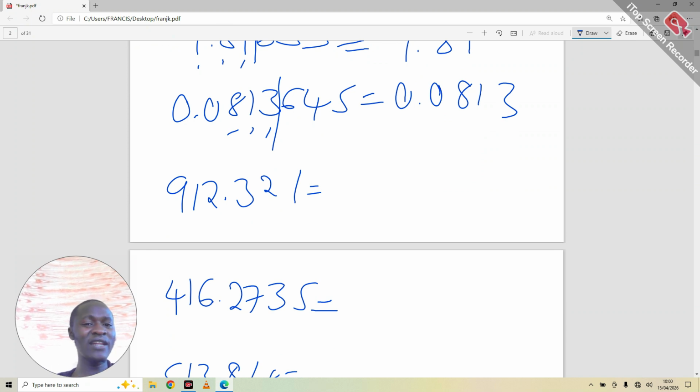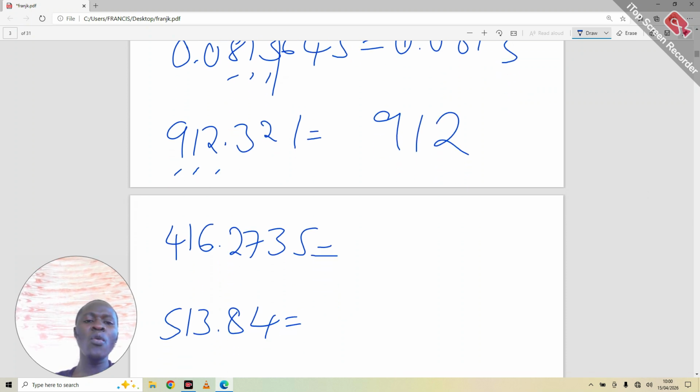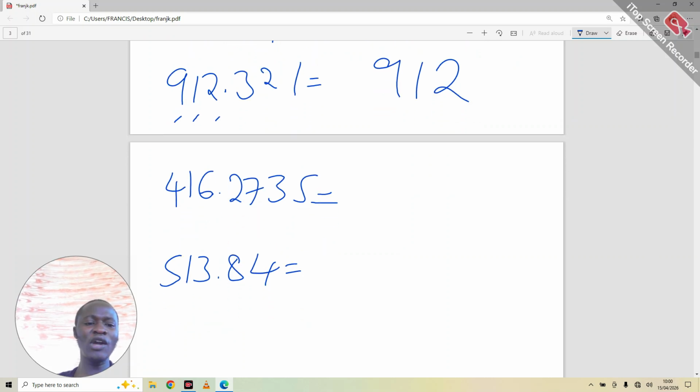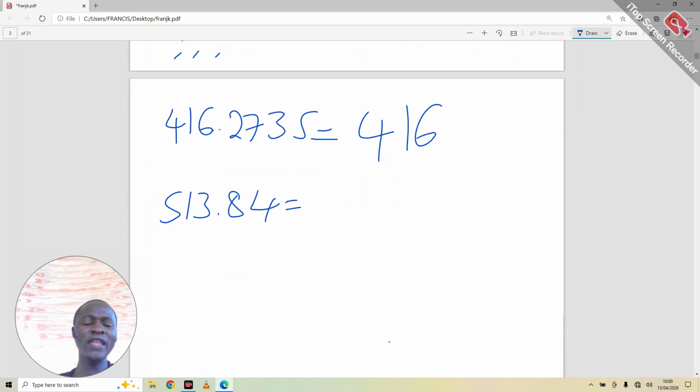What about 912.321? Remember, the term is significant figure. So we have 1, 2, 3. Our answer will be 912. We have 416.2735. Just count 3 significant figures; we shall have 416. The same for 513.84; we shall have 513. Remember, do not forget what a significant figure is. It is totally different from a decimal place.